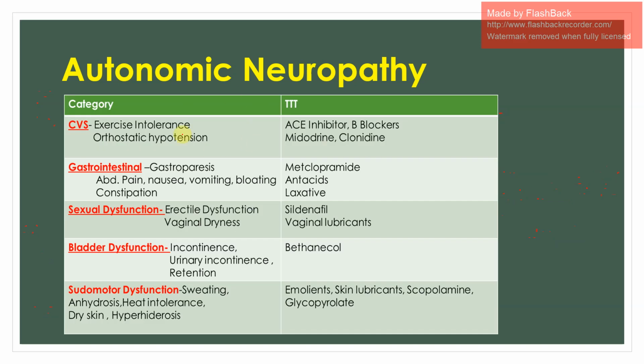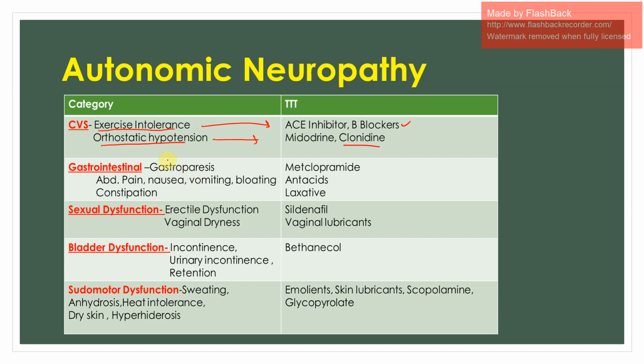So, as I already said, we have exercise intolerance and orthostatic hypotension in the CVS. We can give ACE inhibitors and beta blockers for exercise intolerance, and they help to reduce the workload of the heart. For orthostatic hypotension, we can give midodrine or clonidine. They can help in compensating the blood pressure.